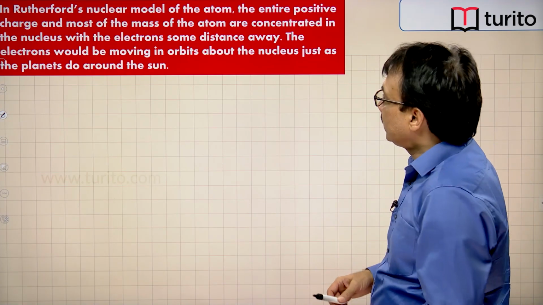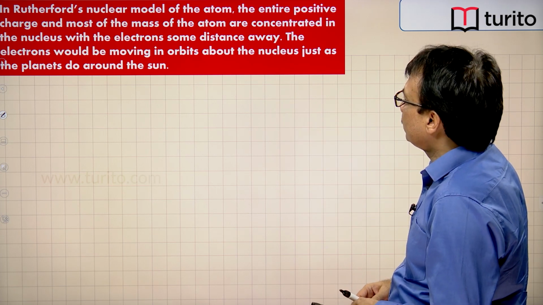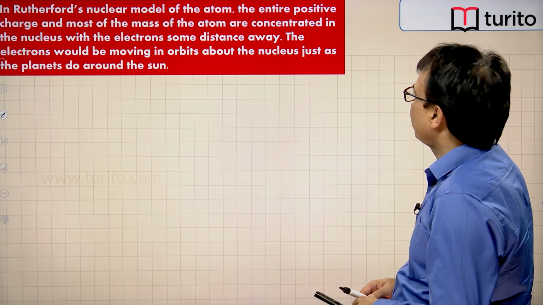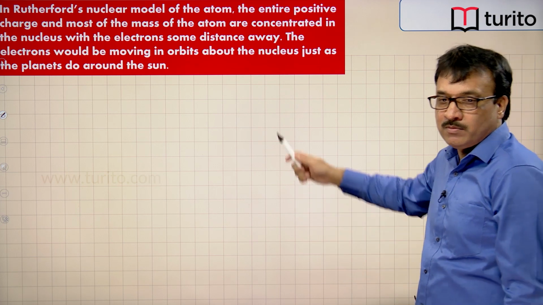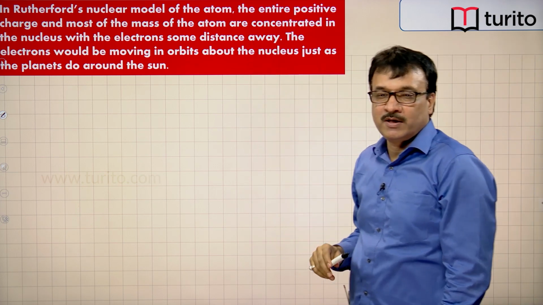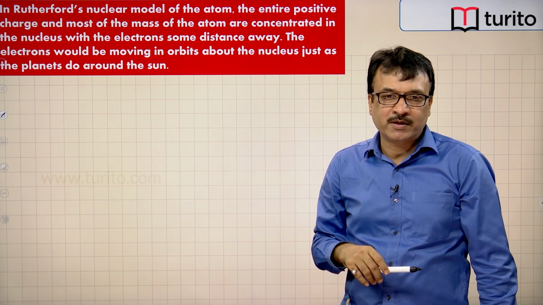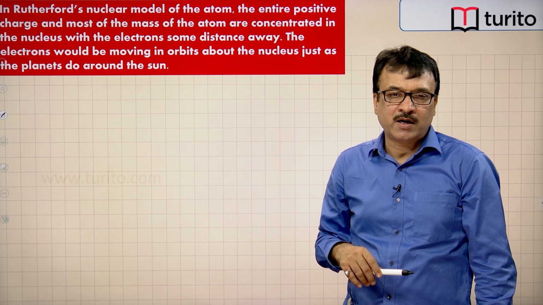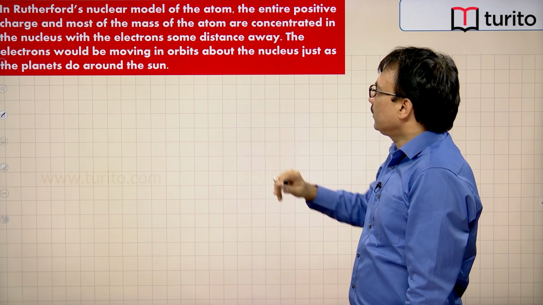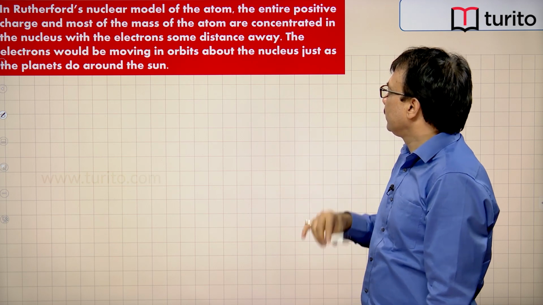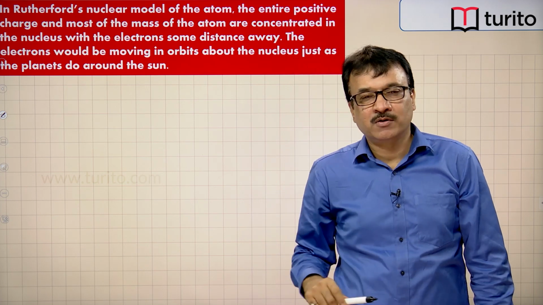Now, move quickly to some other points. In Rutherford's nuclear model of the atom, the entire positive charge and most of the mass of the atom are concentrated in the nucleus with the electrons some distance away. Now, he is talking about electrons. So, electrons are at some distance away. The electrons would be moving in orbits about the nucleus just as the planets do around the sun. That is why it is called planetary motion.